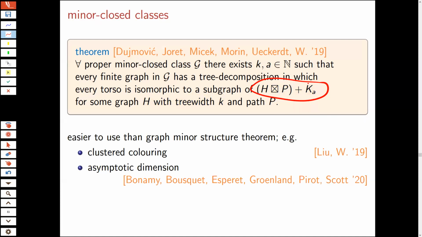One was with Chun-Hung Liu, where we looked at something called cluster coloring. And then there's a very recent paper which solves deep problems from geometric, what am I saying? Metric spaces, sorry. And they use a very similar version of the graph minor structure theorem, where instead of the products, they have something called layered tree width. But still, it's very helpful to avoid having vortices in the graph minor structure theorem.